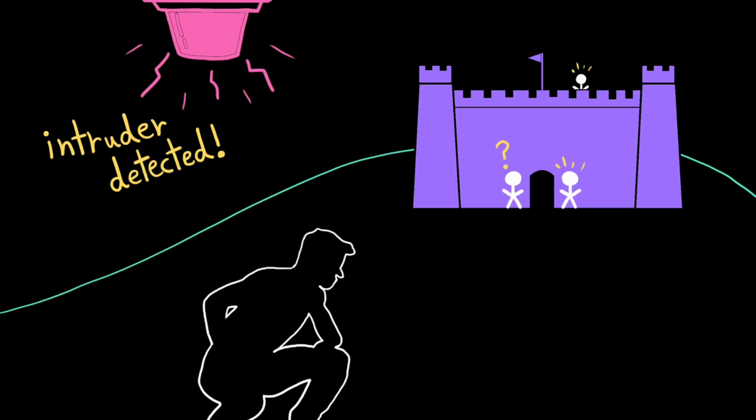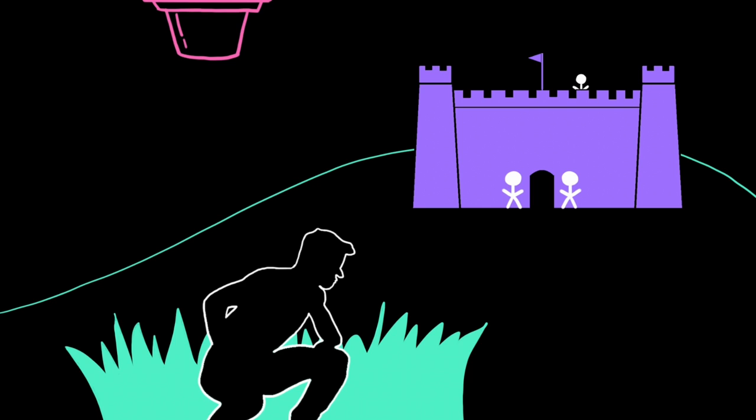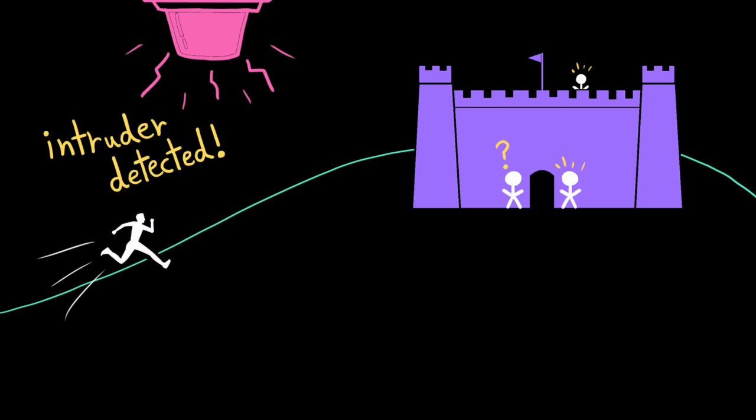Let's set the scene. Imagine a video game where players try to sneak into a building without being detected by the guards. Your chance of detection depends on the volume of your footsteps, and the volume of your footsteps depends on how fast you're moving and the environment you're in. You can be super quiet crouching in the grass, or you can be super loud running on metal.